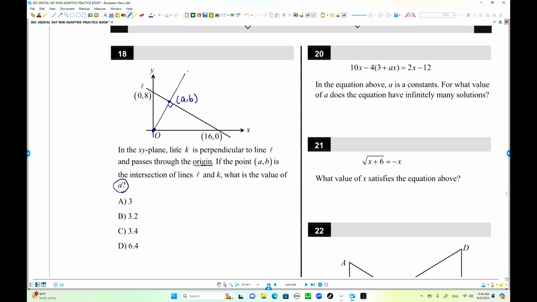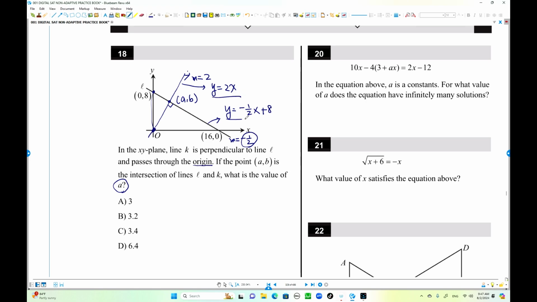Before that, we need to find the equations of these two lines. What is the equation of this one? Slope is what? 8 over 16, negative slope. Slope is negative 1/2, right? So negative 1/2 x and the y-intercept is 8. That's the equation. For the second one, the slope is the negative reciprocal, which is 2, right? So the equation is y equals 2x plus 0 because the y-intercept is 0.